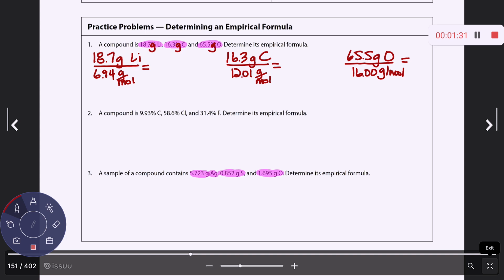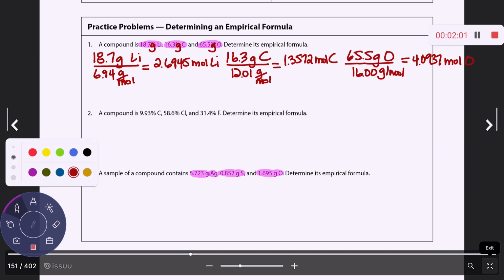Okay, so 18.7 divided by 6.94. What you want to do here is take this like 4 or 5 places beyond the decimal and do not round. Okay, carbon comes out to be 1.3572. And then your oxygen is 4.0937.